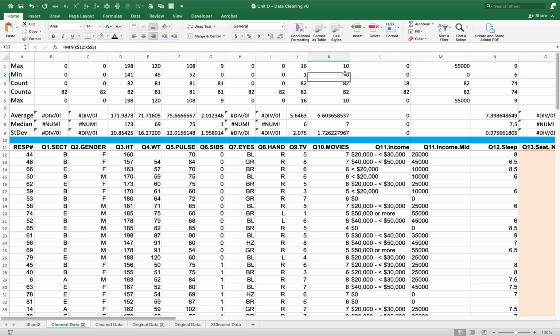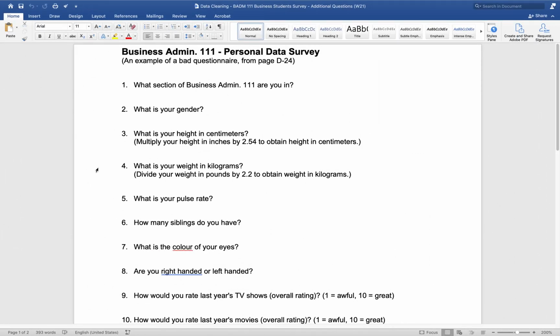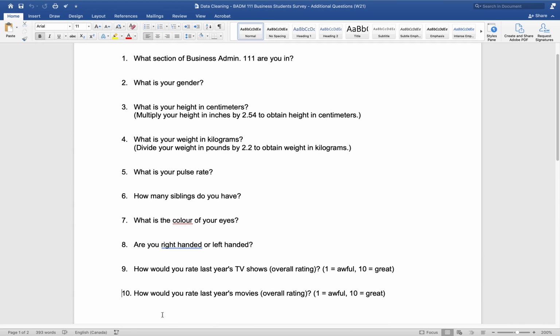movie ratings. We've got a minimum here of 0. So let me just do a sort on that one. And so we've got a couple of zeros there, and you can't have a 0. Now, if you ask people to actually write in a number there, in this one it just simply says, how would you rate last year's TV shows, last year's TV movies? Again, this is a bad question. You want to clean this up a lot. But some people would put down 0, and it doesn't necessarily mean that they have not answered the questions. It just means that they think they're really bad.